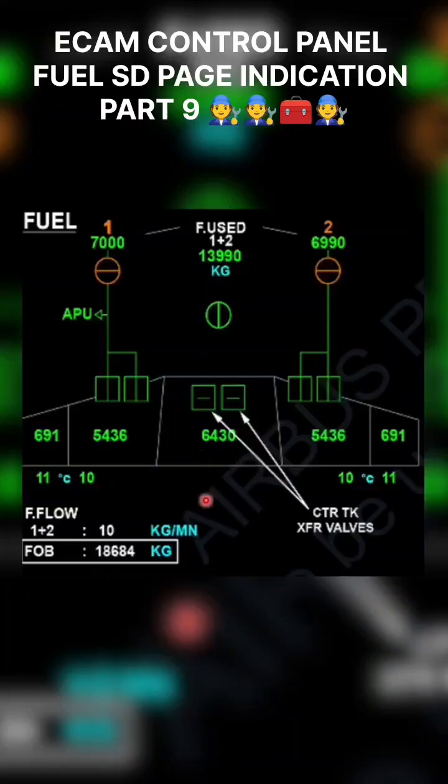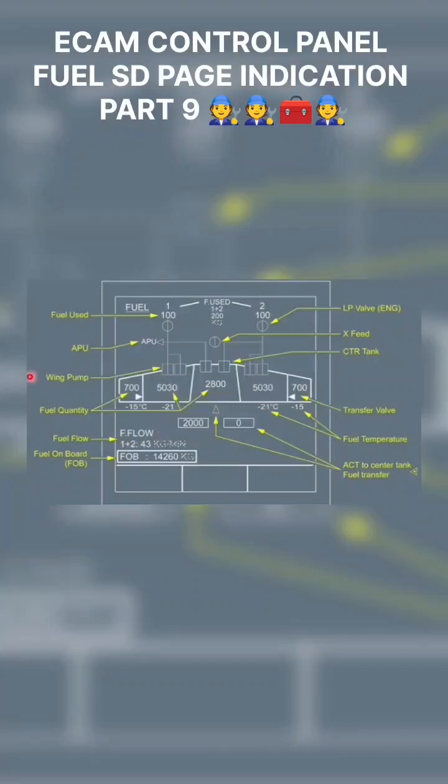Here you will get the additional center tank indication. This is not part of the 320, it will be on the 321. You can see this additional center tank is optional for the 321 also. You can see the center triangle, which is for transferring fuel to the center tank. So the ACT will transfer the fuel to the center tank. The center tank will send the fuel through the transfer valve to your inner cell.